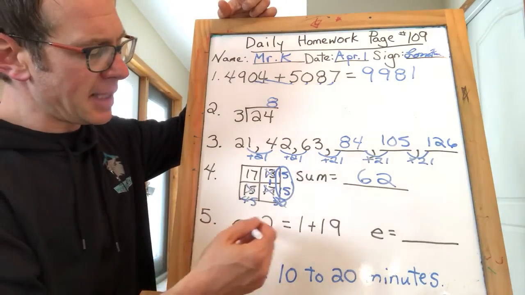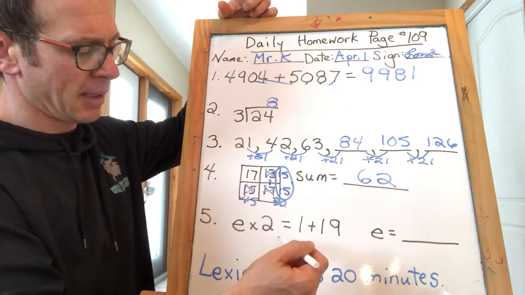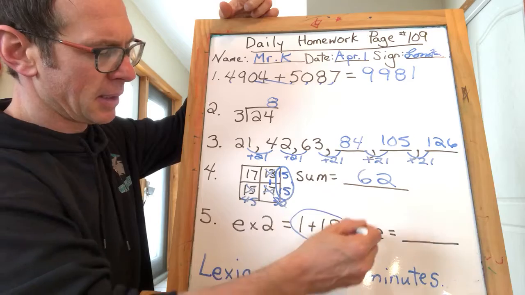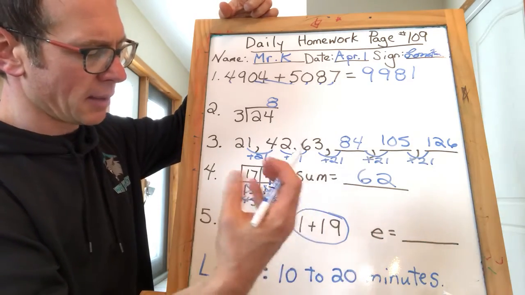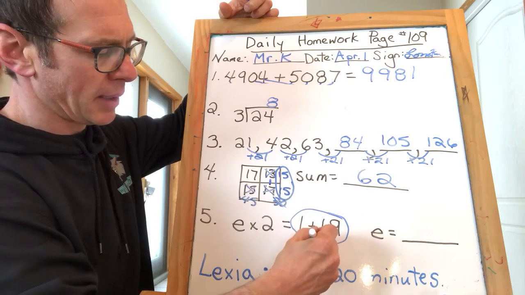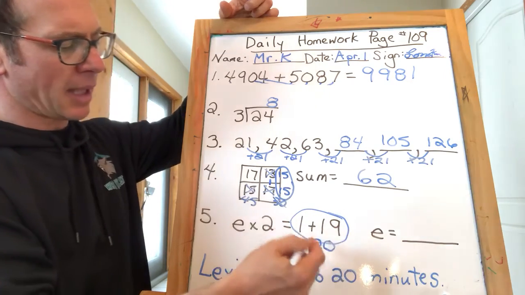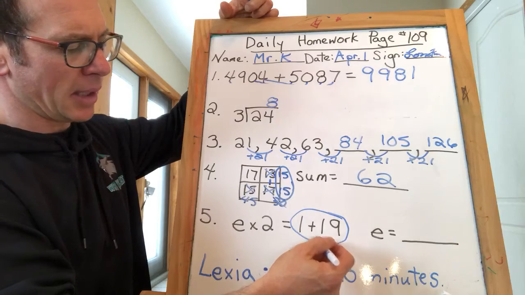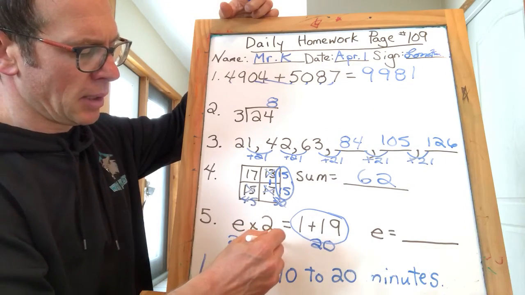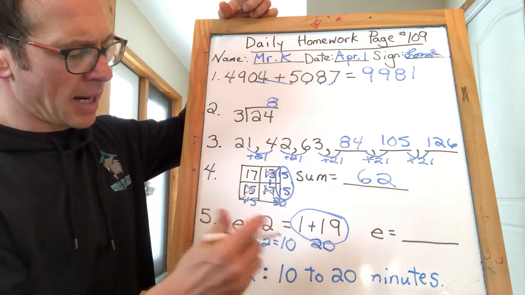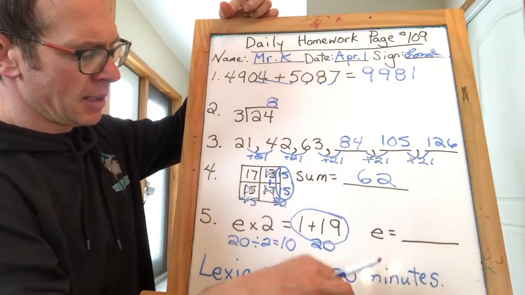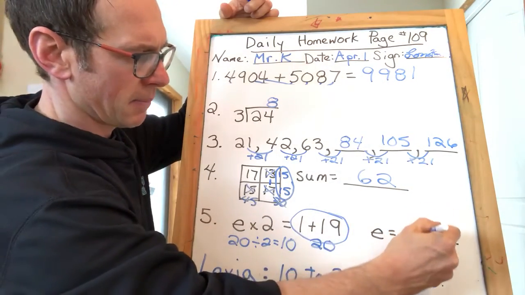Number 5, it says E times 2 is equal to 1 plus 19. So the first thing you need to do is you got to figure out this 1 plus 19. We got to make this just one number so that we're not dealing with the 1 plus 19. So 1 plus 19 is 20. So then we're looking at what number times 2 equals 20. Well, if I know that 20 divided by 2 equals 10, then I know that 10 times 2 equals 20. So my E has got to be 10.